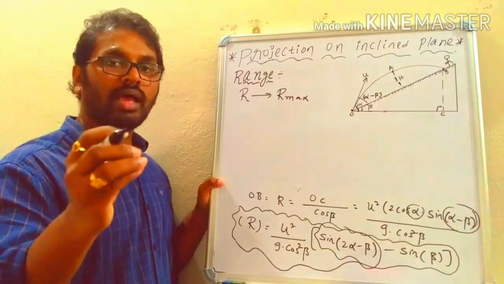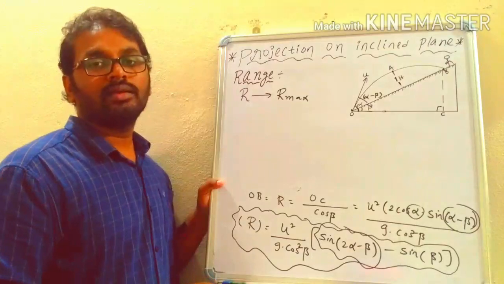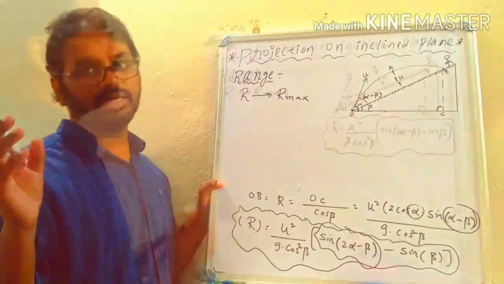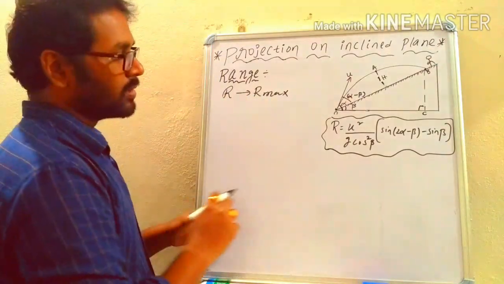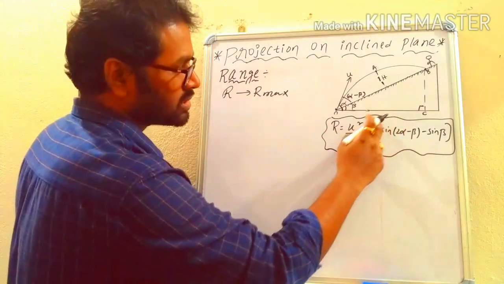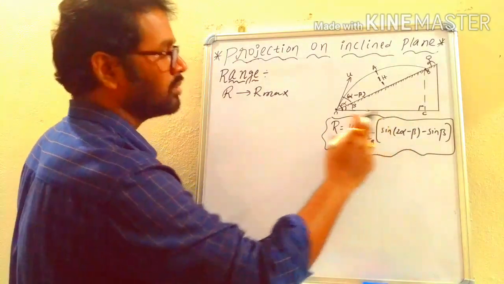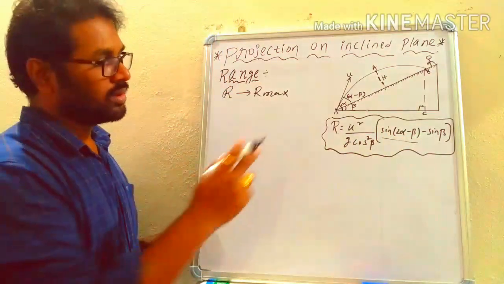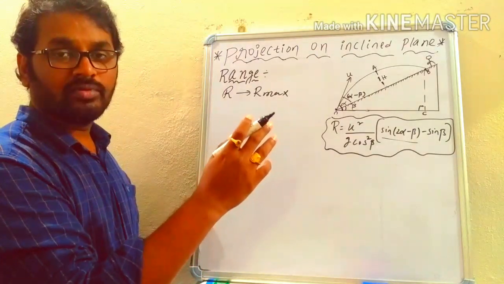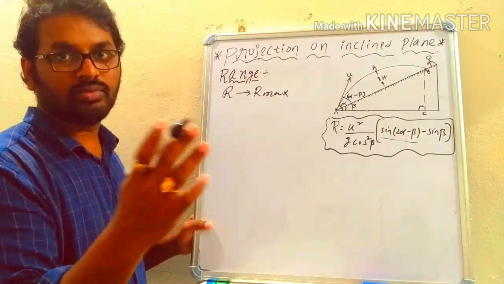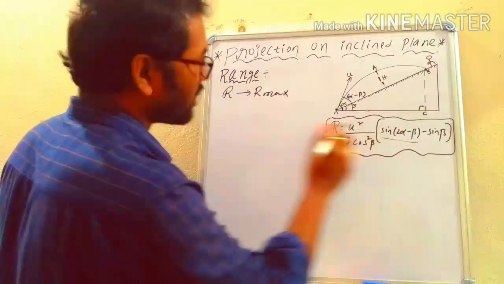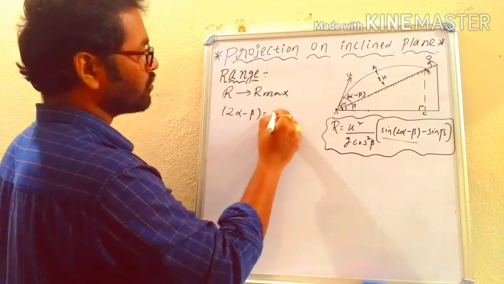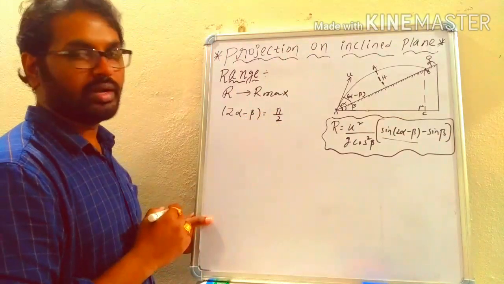We need to make this term maximum. As you know, in sine, you will get the maximum value when the angle is 90 degrees. So when the range becomes R max, if this term becomes maximum, you will get the range maximum. We know the sine gets its maximum value when the angle is 90 degrees. So directly you can write the condition for R max: 2 alpha minus beta is equal to 90 degrees or pi by 2 radians.